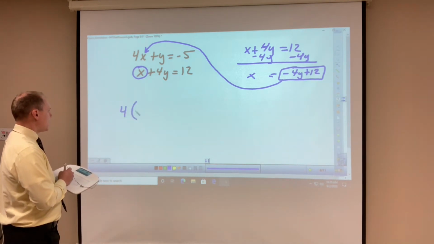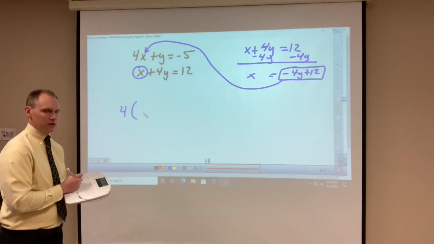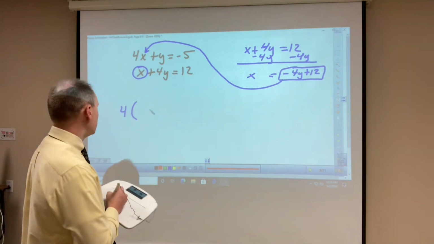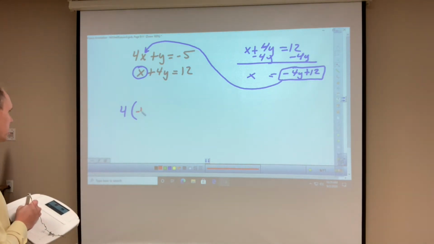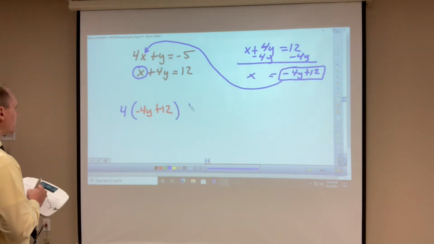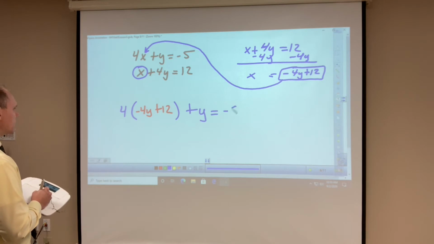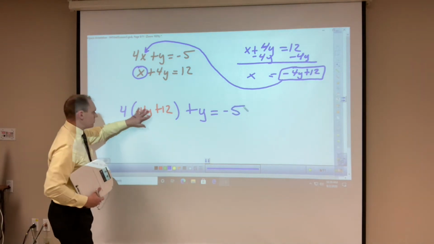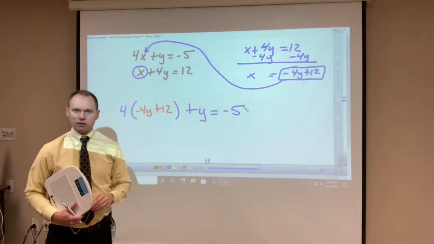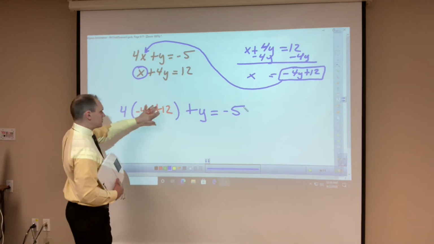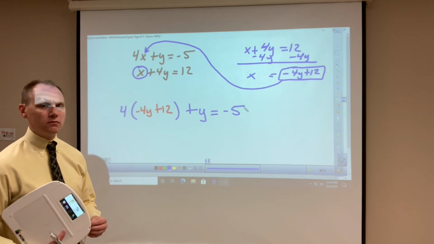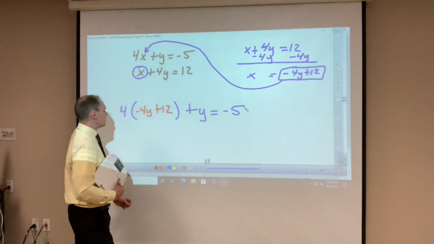4 times x, and this is a major point right here. Always put that expression in parentheses. Okay, so we're going to put, I'll put it in red here, negative 4y plus 12 plus y equals negative 5. Again, if you left off your parentheses, you wouldn't be multiplying the 4 times the 12, and it would give you a mistake there. So always put what you're substituting in parentheses, and that goes for anything in math. Anytime we're substituting in, put it in parentheses, and then go from there.